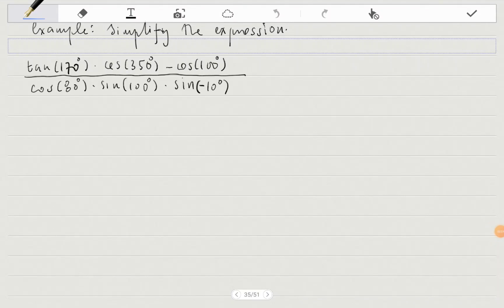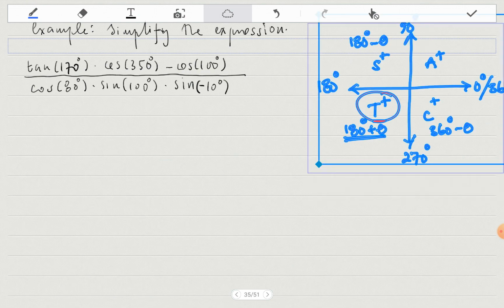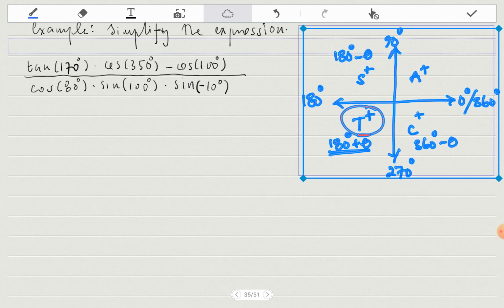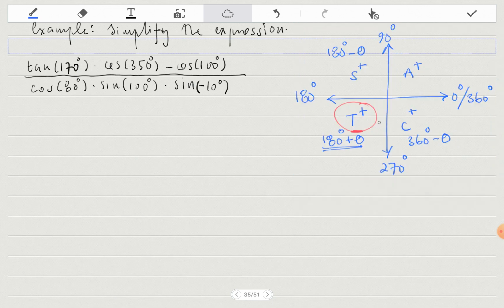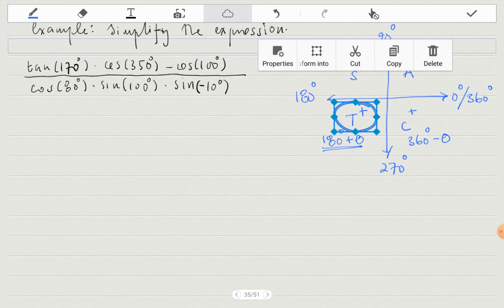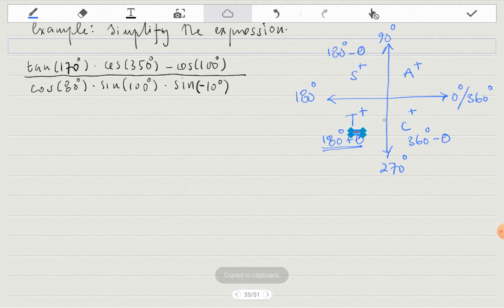So in this video we're going to have a look at an example of simplifying a trigonometric expression, obviously without using a calculator. The first thing you want to do in a question like this is plot out your CAST diagram. I just copied and pasted the one that we looked at in the previous question. They are all exactly the same, it's just one CAST diagram.